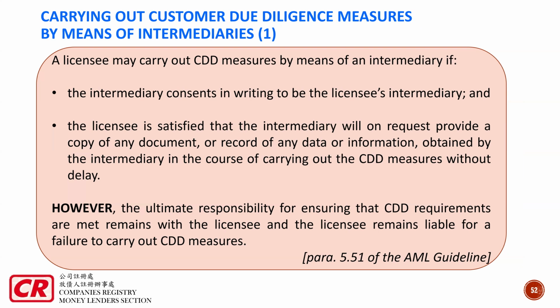The CDD requirements are imposed on the licensees to carry out. However, the licensees may also rely on an intermediary to carry out the CDD measures on their behalf. A point to note is that the licensee should obtain written consent from the intermediary so that they are sure that the intermediary agrees to be the licensee's intermediary. And the licensee should also be satisfied that the intermediary will, on request, provide a copy of any such document, record, or any data or information obtained by the intermediary during the course of carrying out the CDD measures without delay. If the licensee cannot be satisfied, then the licensee may consider whether it should carry out the CDD measures on its own. After all, the ultimate responsibility for ensuring that CDD requirements are met remains with the licensee, and the licensees are liable for any failure to carry out the CDD measures.